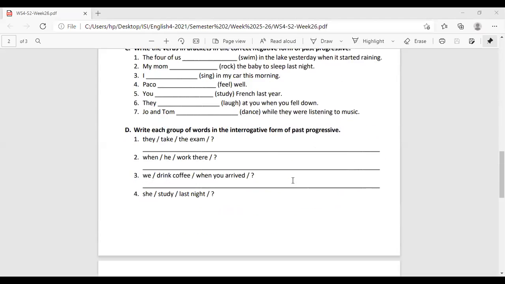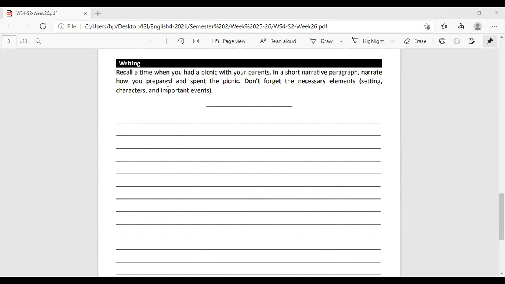If you notice in worksheet 4, you have to write a paragraph at the end. Look, recall a time when you had a picnic with your parents. Recall a time, we mean remember. If you haven't done it before, then imagine that you went on a picnic with your parents. In a short narrative paragraph, narrate how you prepared and spent the picnic. Don't forget the necessary elements: setting, characters, and important events. Just imagine or remember a time when you went on a picnic with your parents and tell us how you prepared for it and what you did there. Do not forget the topic sentence, the supporting sentences, and the concluding sentence.